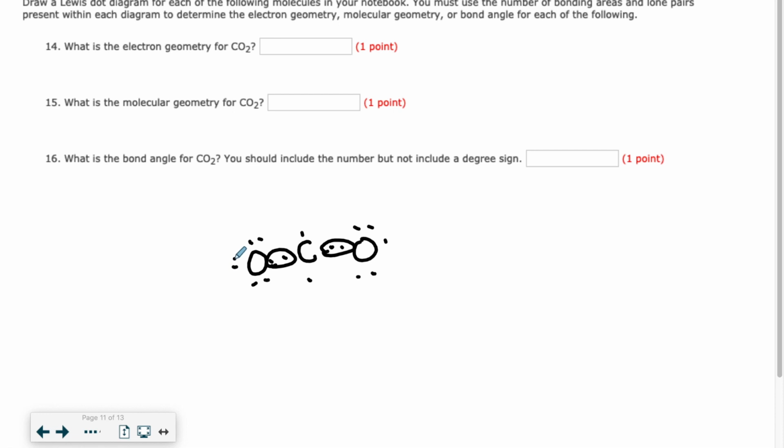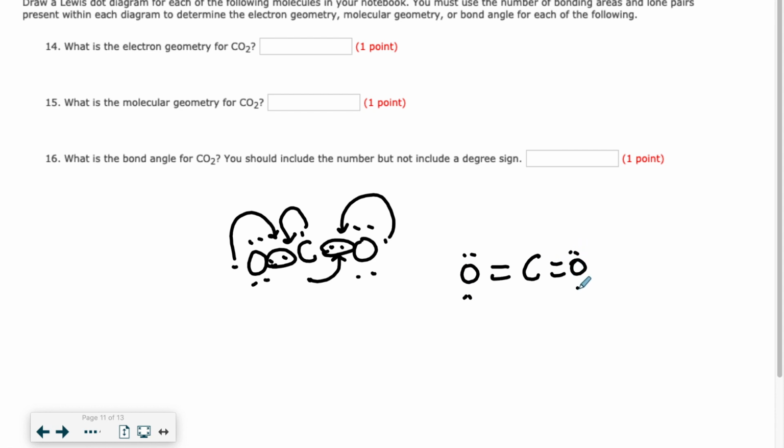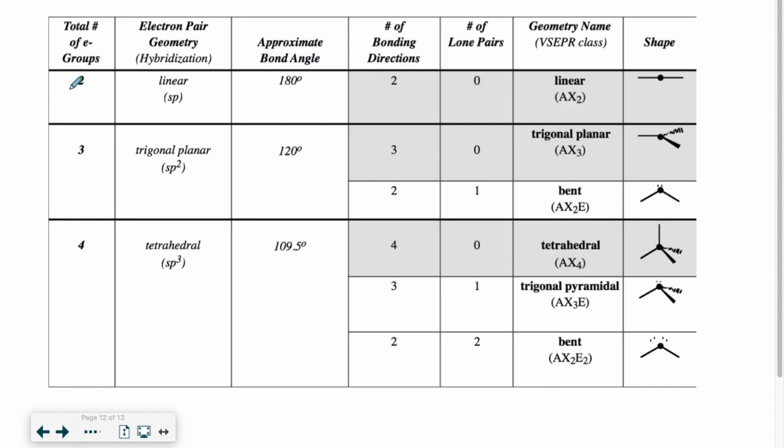The only possible way to fix this is to move my electrons into the center to make additional bonds. So if I was going to redraw this, then that means I'm going to have a double bond on either side of the carbon. Each oxygen is going to have 2 lone pairs worth of electrons. So looking at this picture, I have 2 bonding directions. Remember, a double bond only counts as 1 bonding direction. And there are no lone pairs. So if I look at this chart, that means there are a total of 2 electron groups, which means it's a linear shape, bond angle of 180, and it's also going to be a linear molecular geometry.